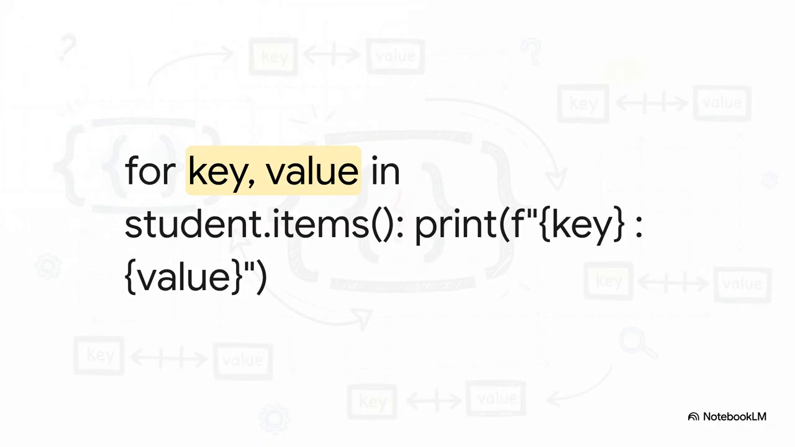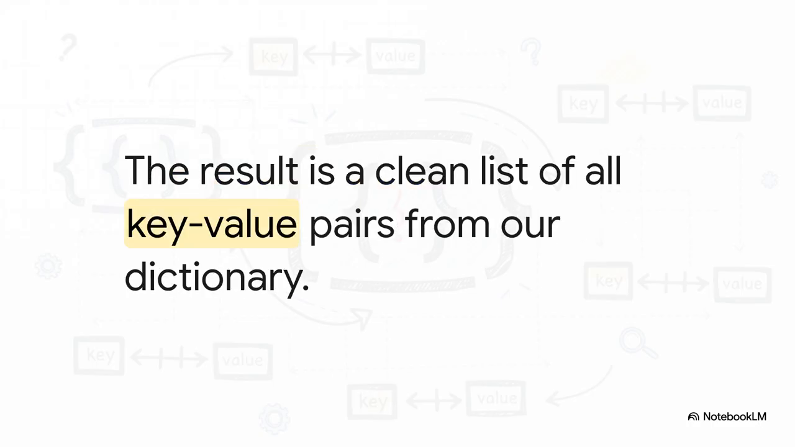That little student.items part gives us a special view of all the pairs in our dictionary. Then, and this is the cool part, our for loop automatically unpacks each of those pairs into the two variables we've named key and value. It's just a super clean and efficient way to grab both things at once. And boom, here's what you get. The loop just cruises through each item, printing out a nice, readable line for every single key value pair.